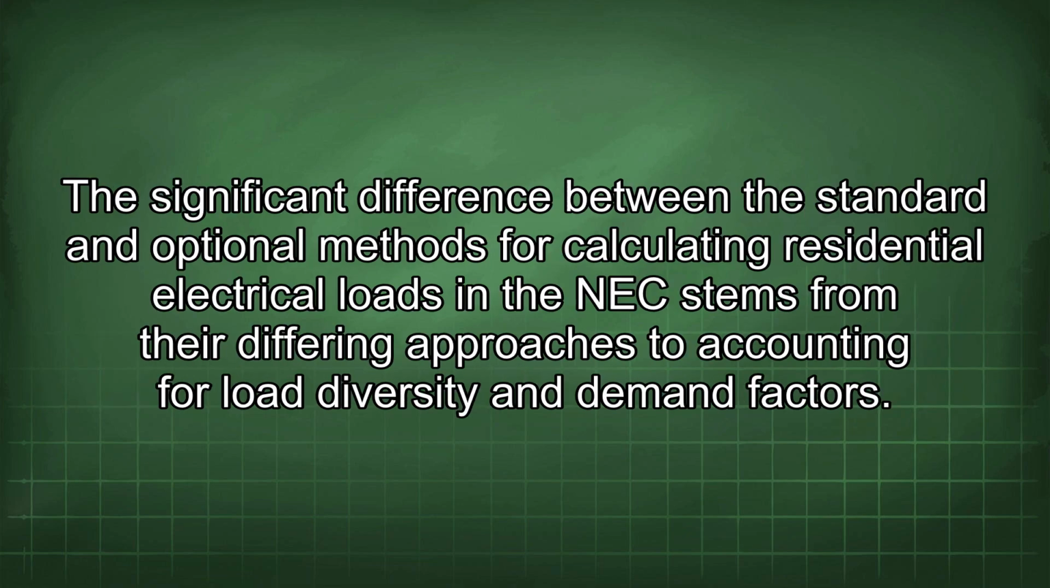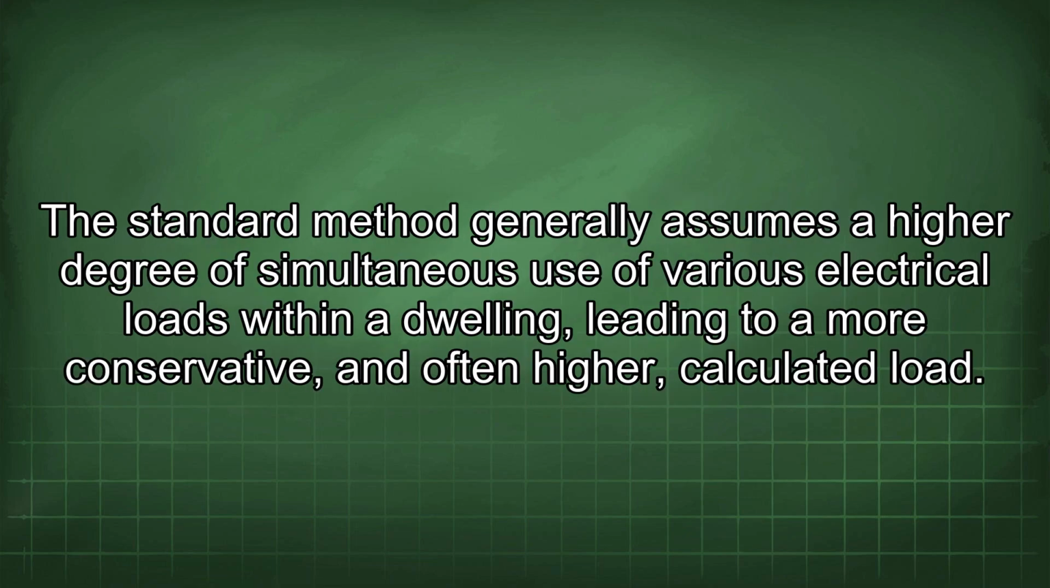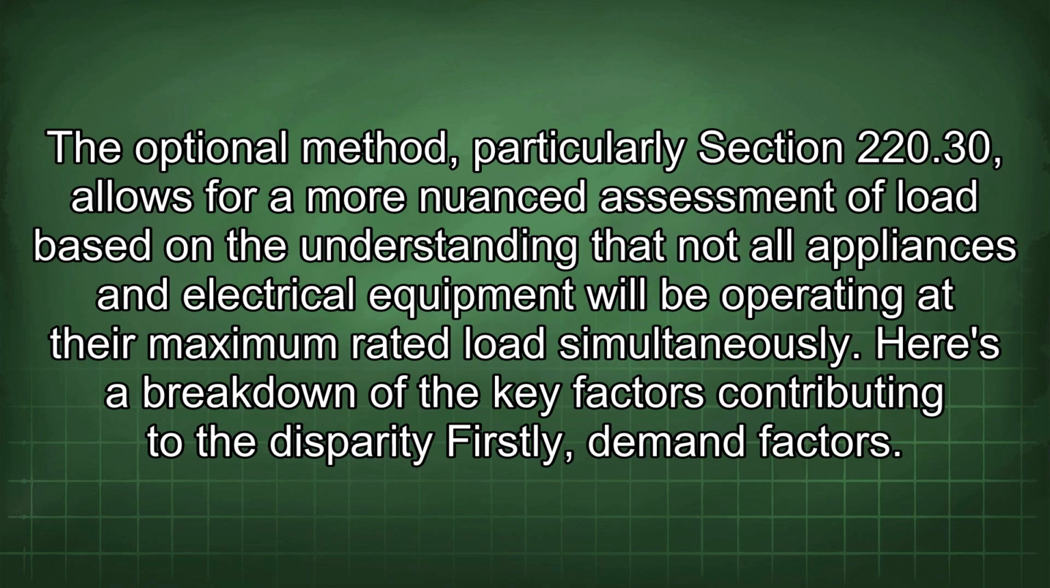The significant difference between the standard and optional methods for calculating residential electrical loads in the NEC stems from their differing approaches to accounting for load diversity and demand factors. The standard method generally assumes a higher degree of simultaneous use of various electrical loads within a dwelling, leading to a more conservative and often higher calculated load. The optional method, particularly section 220.30, allows for a more nuanced assessment of load based on the understanding that not all appliances and electrical equipment will be operating at their maximum rated load simultaneously. Here is a breakdown of the key factors contributing to the disparity.